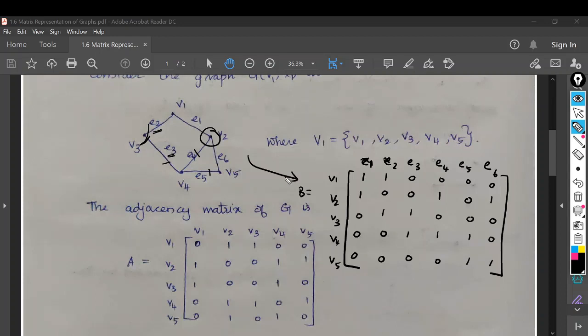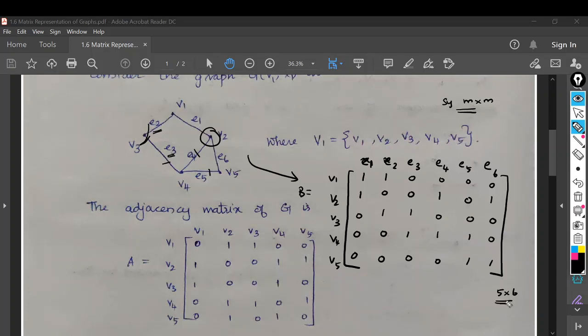See what observations we can make out of these incidence matrices. Here this matrix is not a symmetric matrix. First, symmetric matrix can be discussed only for an m cross n matrix that is a square matrix. This is actually not a square matrix. This is actually a 5 cross 6 matrix. So the concept of symmetricity cannot be discussed here.